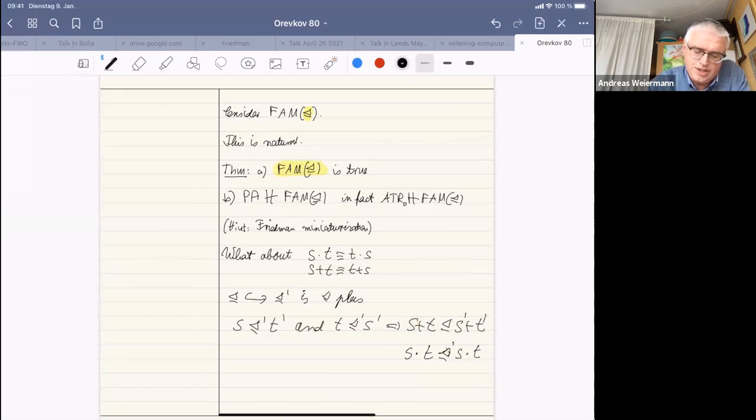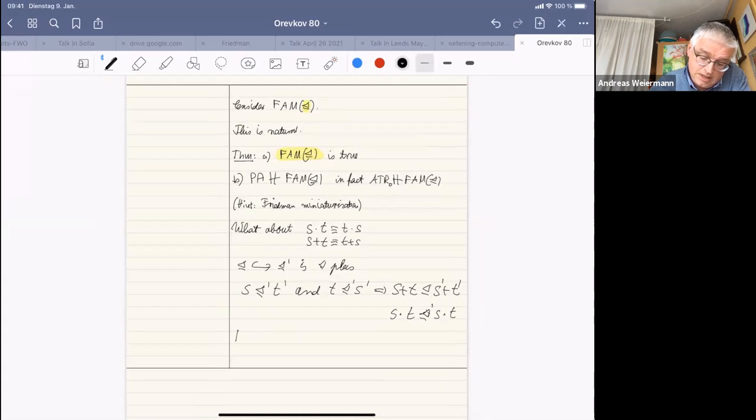So if one adds those rules, then of course one identifies more terms. And the question is what's going to happen with the principle. The theorem is: FAM with this new relation is still true. Of course, this follows from this assertion over here. But somewhat surprisingly, PA still does not prove this statement. And in fact, RTA0 also does not prove it.